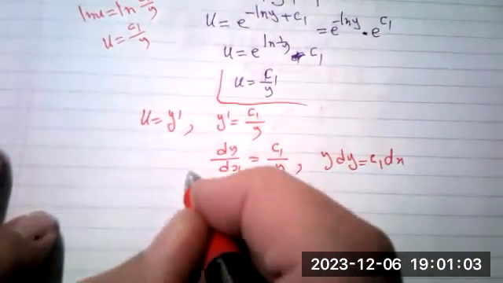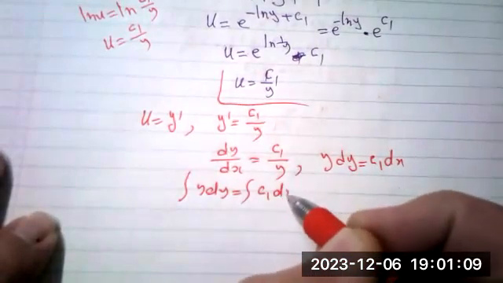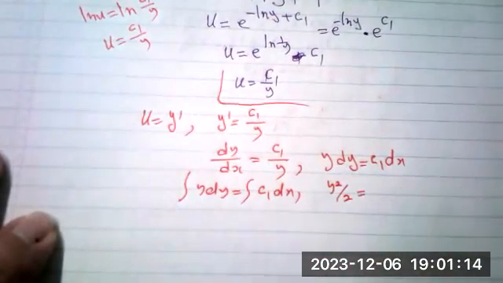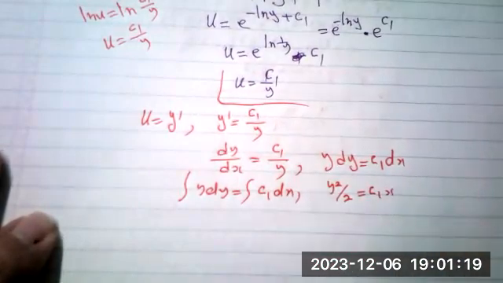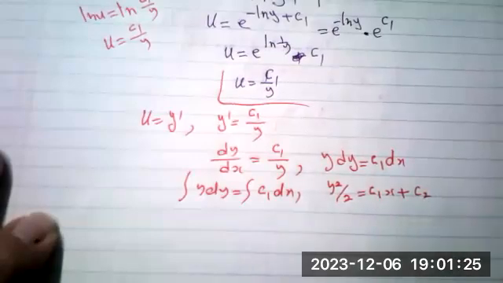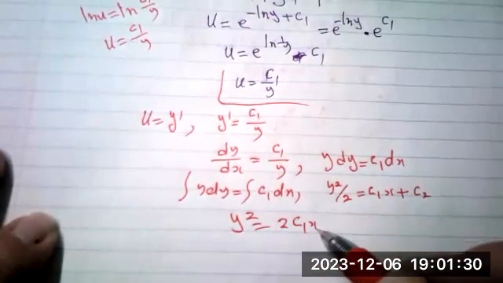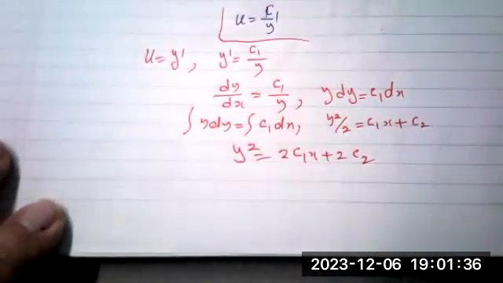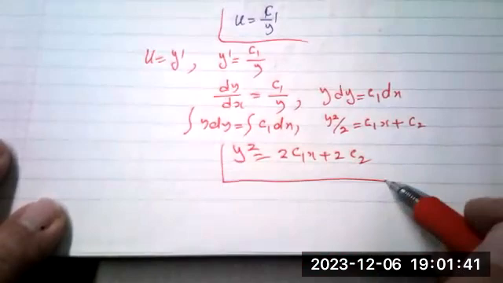Now integrate: the integral of y dy equal to the integral of c1 dx. So y dy gives you y squared over 2. And over here, you get c1 x plus C2, of course. Cross multiply. We can multiply by 2. So y squared equal to 2C1x plus 2C2. You can leave it as is, or you can call them C1 and C2 again. It doesn't matter. So this is going to be the final answer.